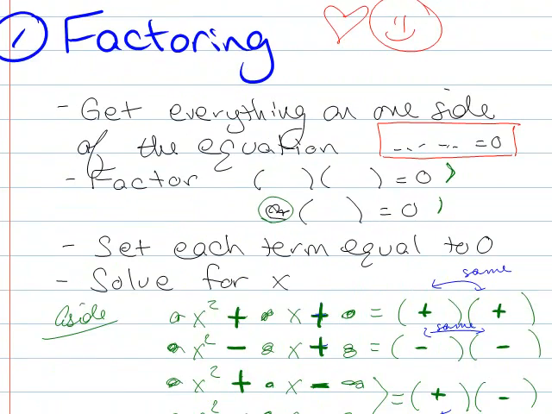Now we're going to look here at our second strategy. So we talked first, our first option was always going to be factoring. If we can factor, we're going to factor. But we can't always factor. It's very, very easy to give you something that's not factorable.